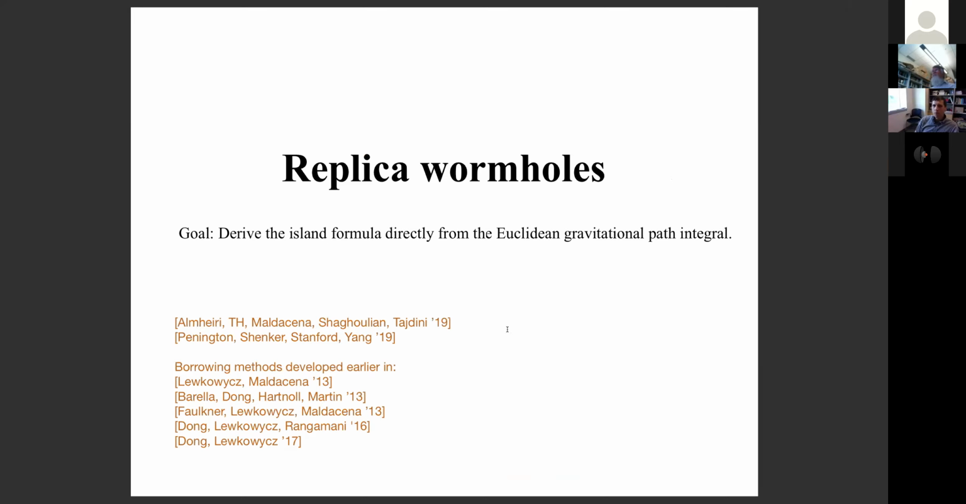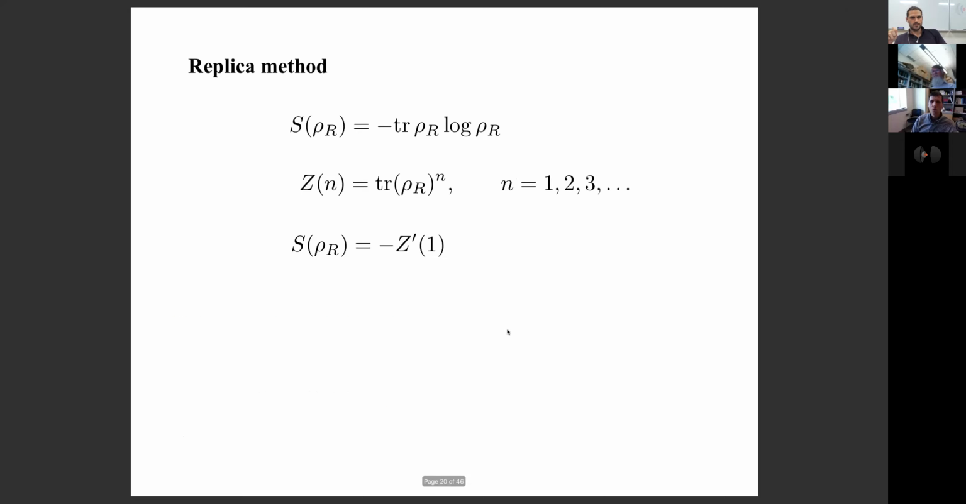So what I'm going to do in the rest of the talk is to explain where this formula comes from and how it arises from the gravitational path integral. We're going to derive this by following the usual rules of Euclidean gravity. What we're going to do is a replica calculation of the von Neumann entropy. So rho sub R here is the density matrix of the radiation, and we want to calculate its von Neumann entropy.